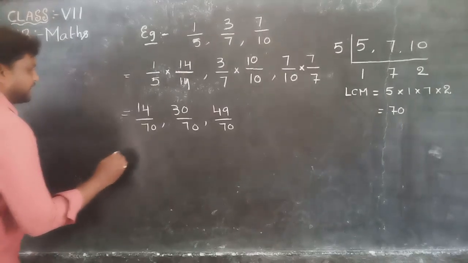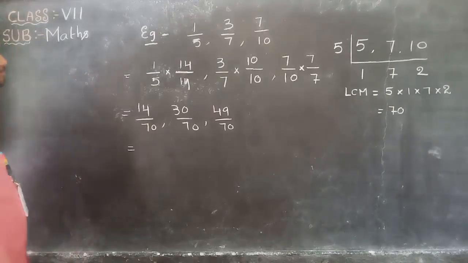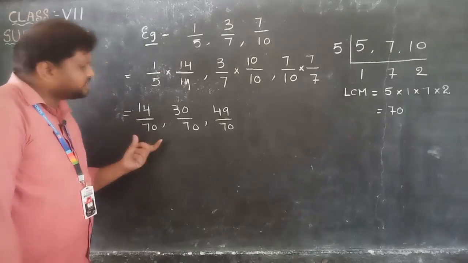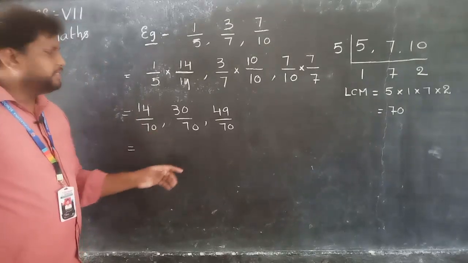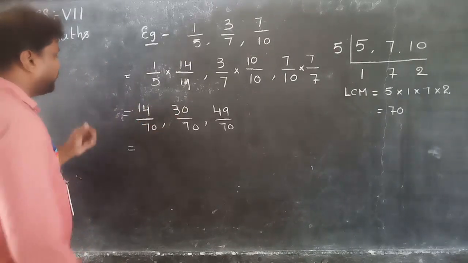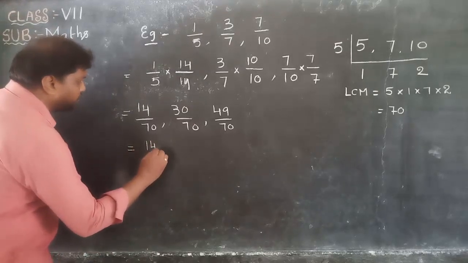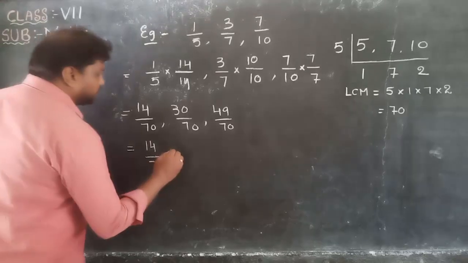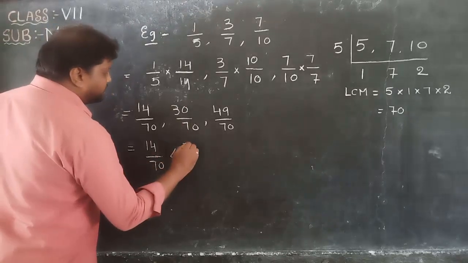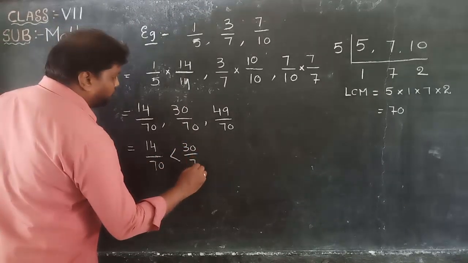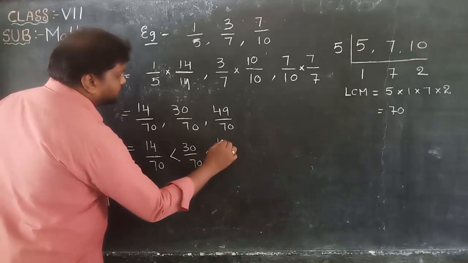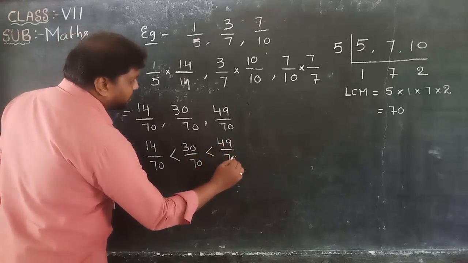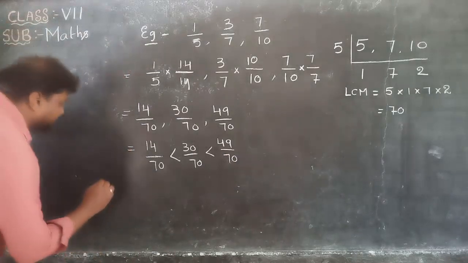Now, since the denominators are equal, what is the smallest one? 14 only. 14 is the smallest one. Then 30 is more compared to 14. Next 49 by 70. Now write the ascending order.